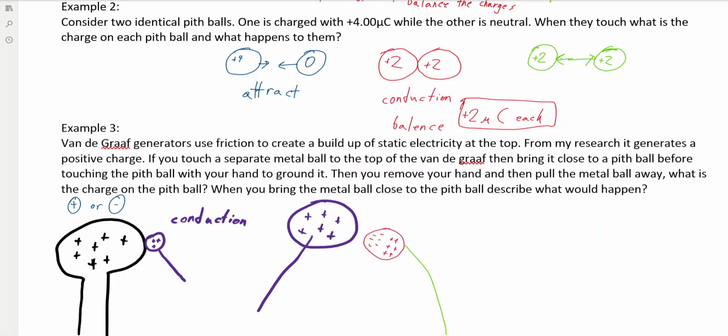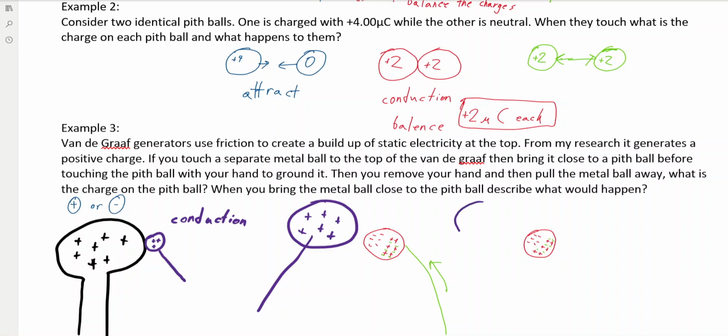And then your next step is you ground the pith ball by touching it with your hand. So when you ground it, these negative charges travel up the ground, up your finger, to balance out whatever positives there were on that side. Then you remove the ground. So it's still going to look kind of weird with some positives over here and those negatives that came from your hand.